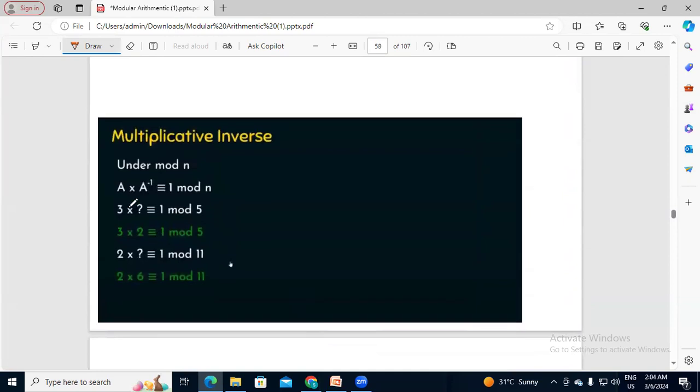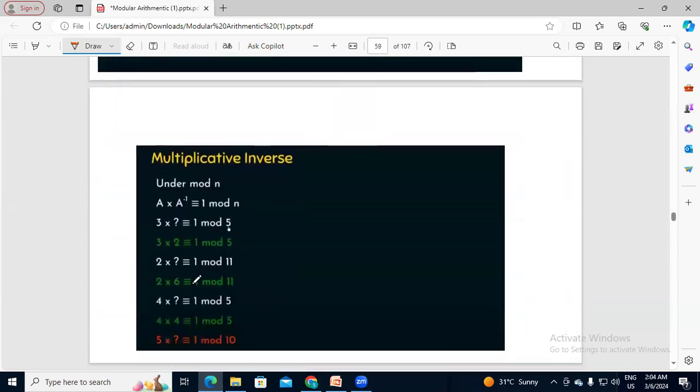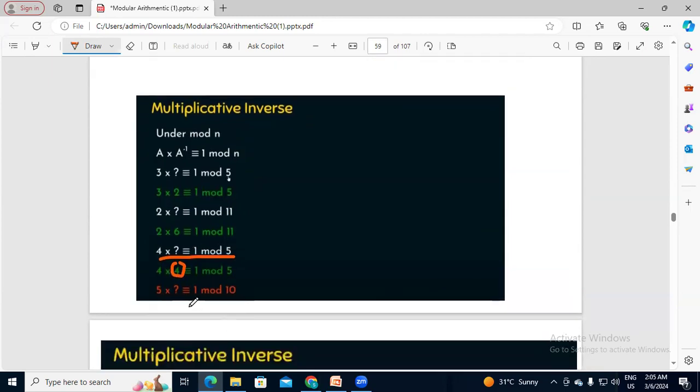So what will be the multiplicative inverse of 3 mod 5? So it will be 2. What is the multiplicative inverse of 4 mod 5? So it's 4. 4 into 4, 16. 16 mod 5 is 1. I hope it's clear to you.